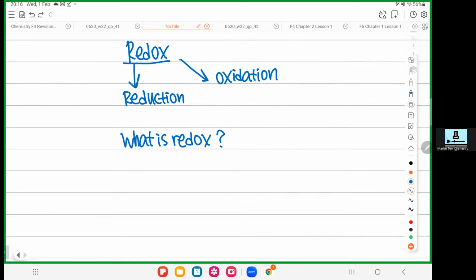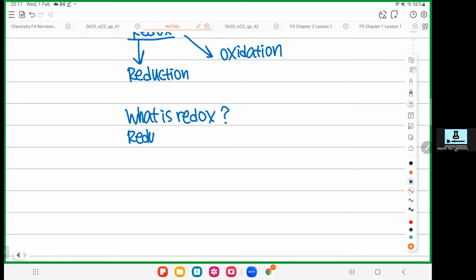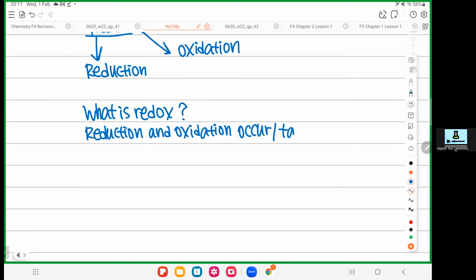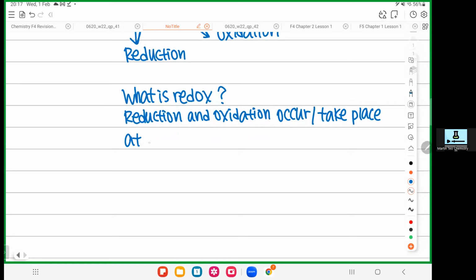So what is redox? Redox means that you have reduction and also oxidation. These 2 processes occur, or take place, or happen, it doesn't matter, at the same time. When you have an oxidation process and a reduction process happening at the same time, that is called redox. You must have both.